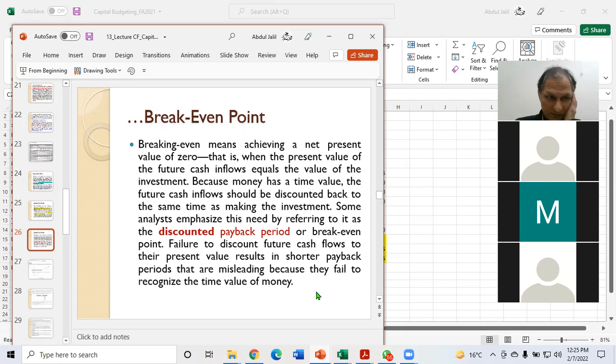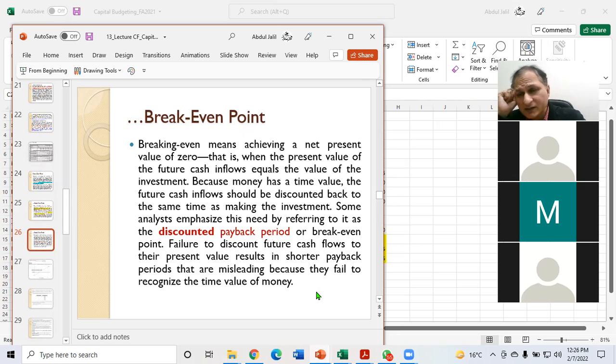So breaking even means achieving a net present value of zero. That is when the present value of the future cash flows equals the value of the investment, because money has a time value. The future cash flows should be discounted back to the same time as making the investment. Some analysts emphasize this need by referring to it as the discounted payback period or break-even point. Discounted break-even, so keep this point. Failure to discount future cash flows to their present values results in shorter payback periods that are misleading, because they fail to recognize the time value of money. So I hope the point is very simple and clear.